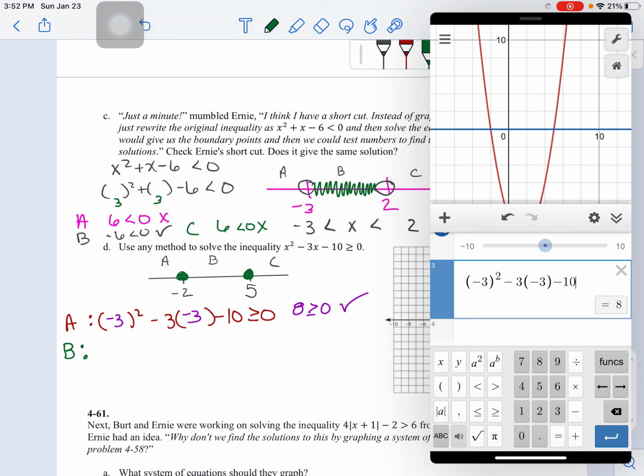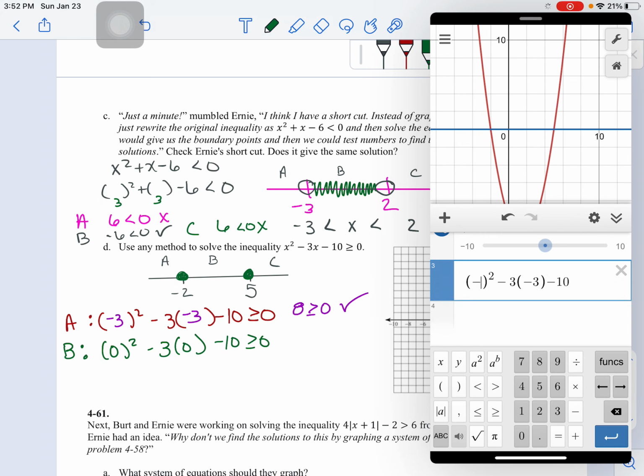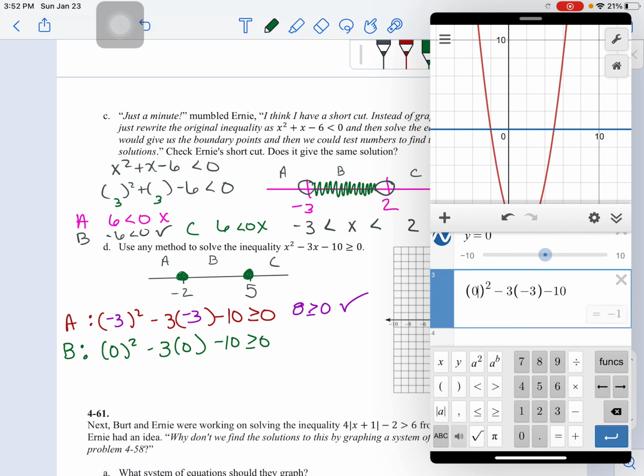Let's look at section B. Let's use 0 again, it's nice. So 0 squared minus 3 times 0 minus 10. Is that greater than or equal to 0? We're going to change these to 0. I'm going to change the negative 3 again to 0, and I get negative 10. Negative 10 is not greater than 0. That one does not work.